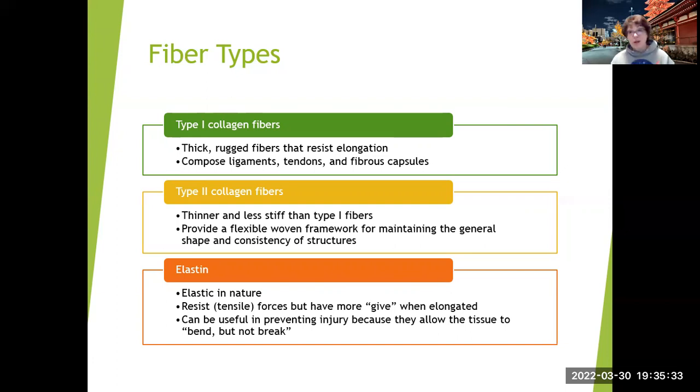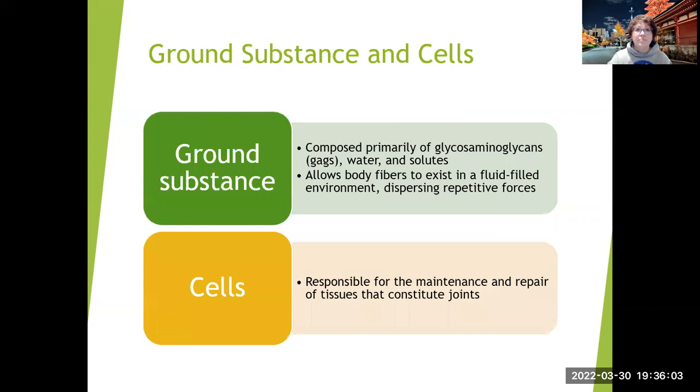Elastin, as you can probably guess by its name, it's elastic. It resists tensile forces, but it has a little more give when you elongate it. A lot of times it is in tissues that help to prevent injury because they allow the tissue to bend but not break. So elastin is in a lot of our connective tissues, and the proportion of the different types of collagen and elastin are going to determine the properties of the individual tissues.